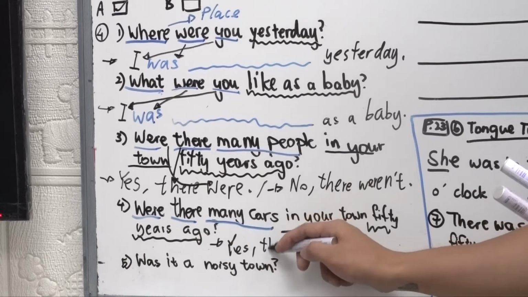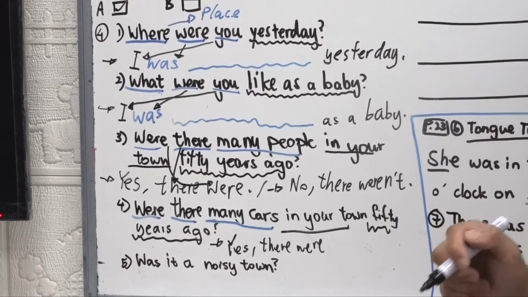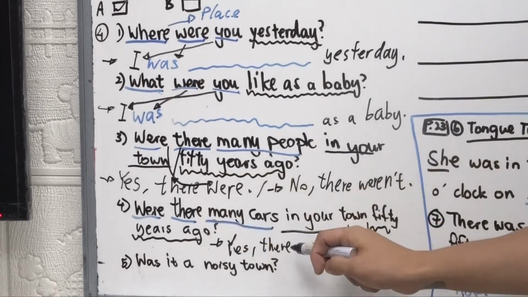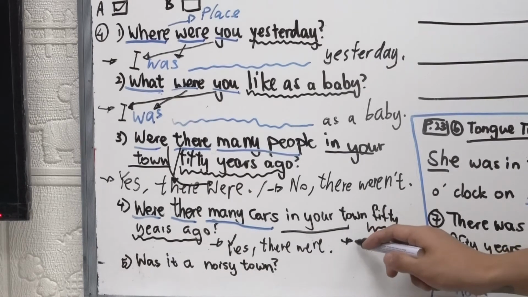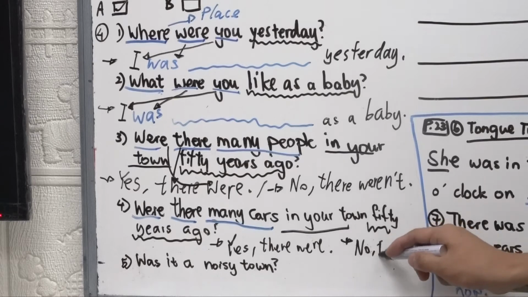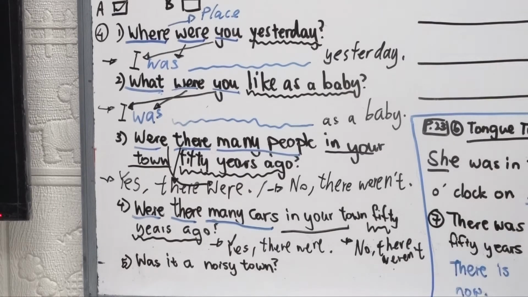Yes, comma, there were, if it's a positive. And again, we swap "were there" to "there were" in the answering sentence. If it's a no, then we write "no, comma, there weren't," right? W-E-R-E-N-T, a negative form. All right? Now let's go to the last question, okay? Last question. Pay attention, please. All right? Last question, number 5.